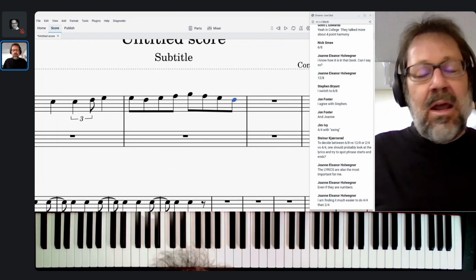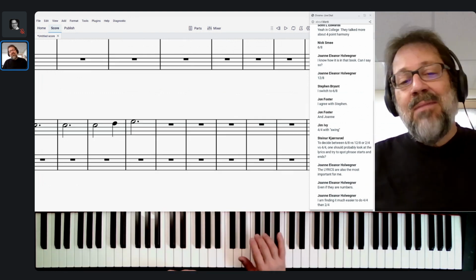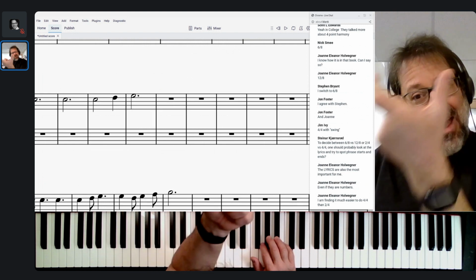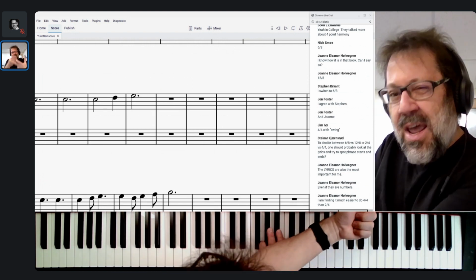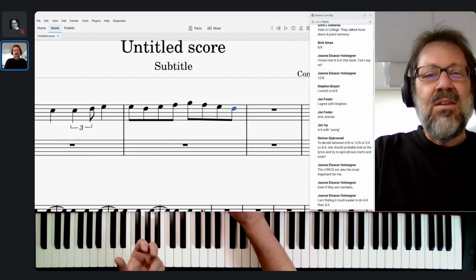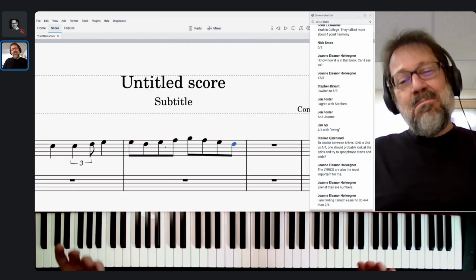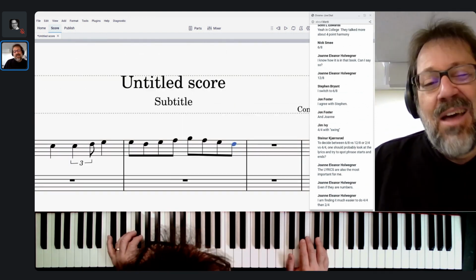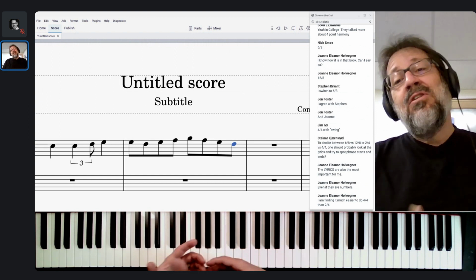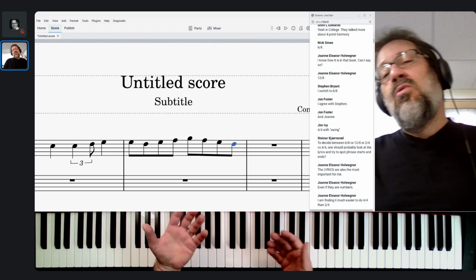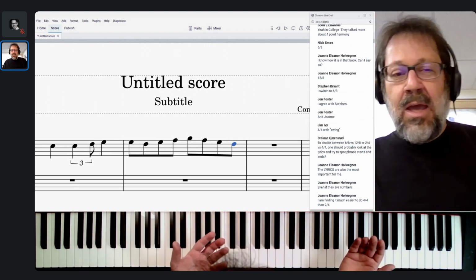Got it. Under control. But in 12/8, I'm going to have 4 groups of 3 notes. That's 12 notes instead of 8, and there's 4 groupings instead of just 2. My brain starts to not like that. It starts to be too much. So I personally tend to gravitate more towards 6/8 over 12/8.